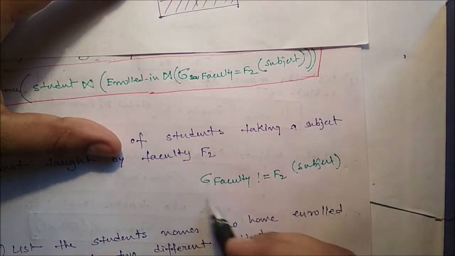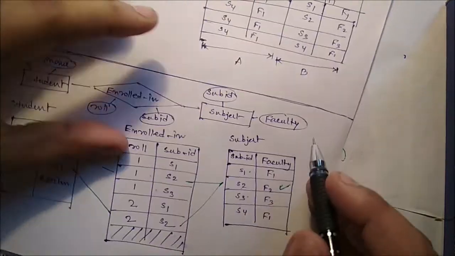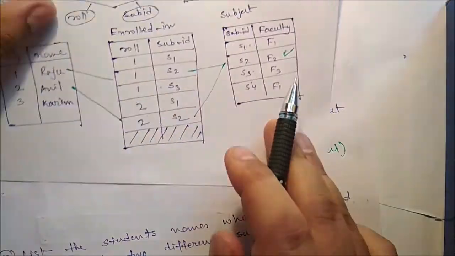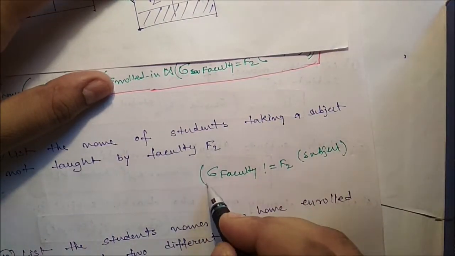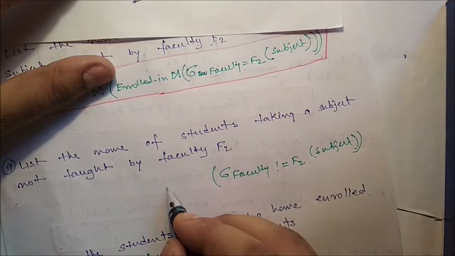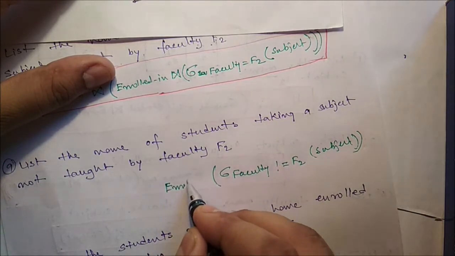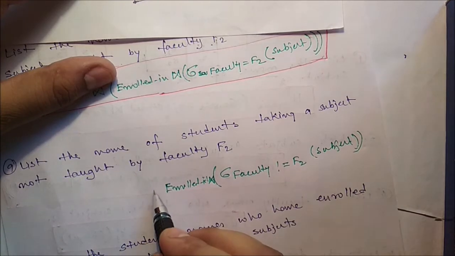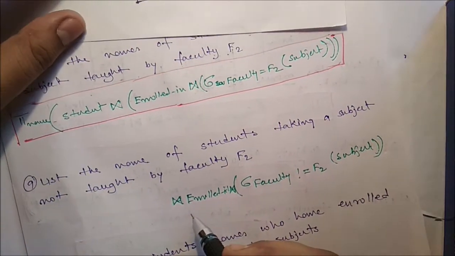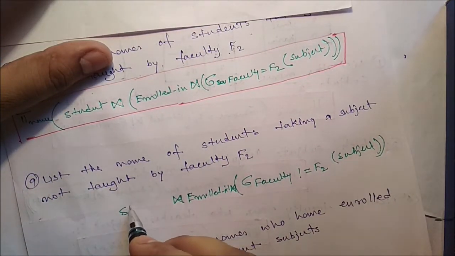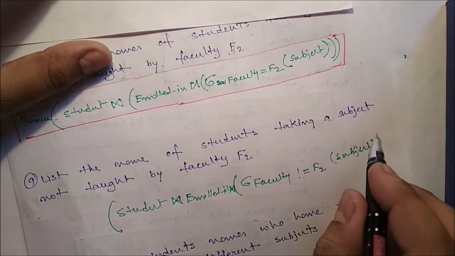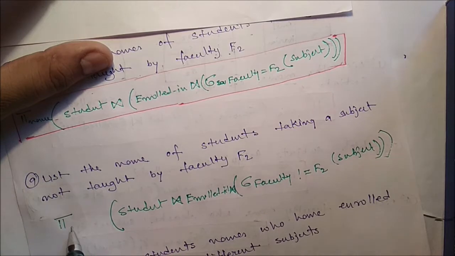So this particular query will return S1, S3 and S4, and we have to merge with the enrolled table to know the roll numbers. We have to join the enrolled table, and to know the roll number we have to join the student table. We have to know the name, so we join the student table also, and from this we need only the name.